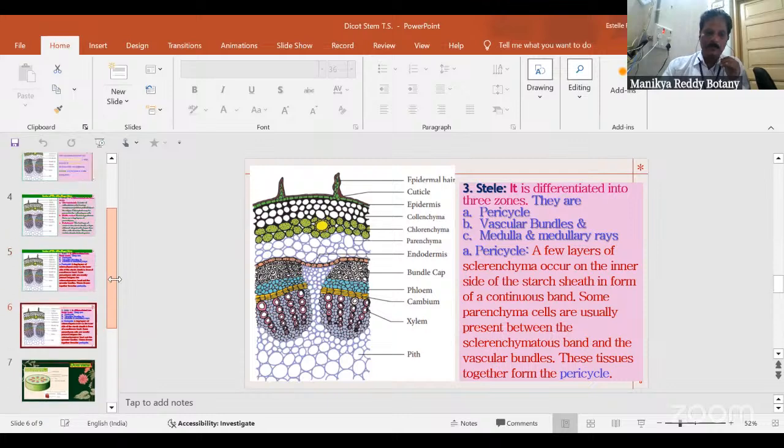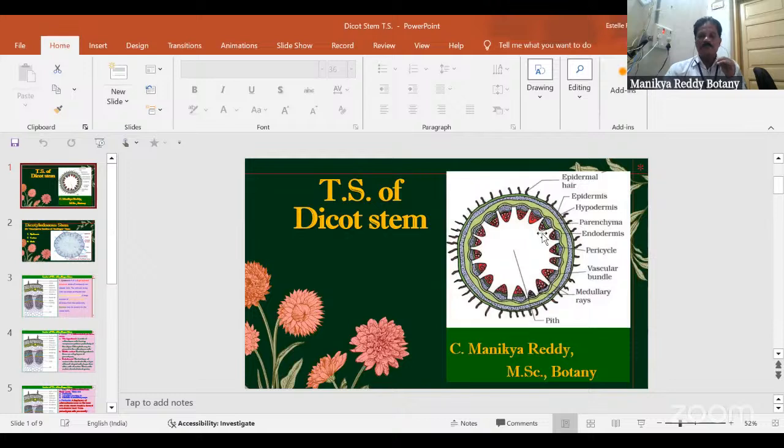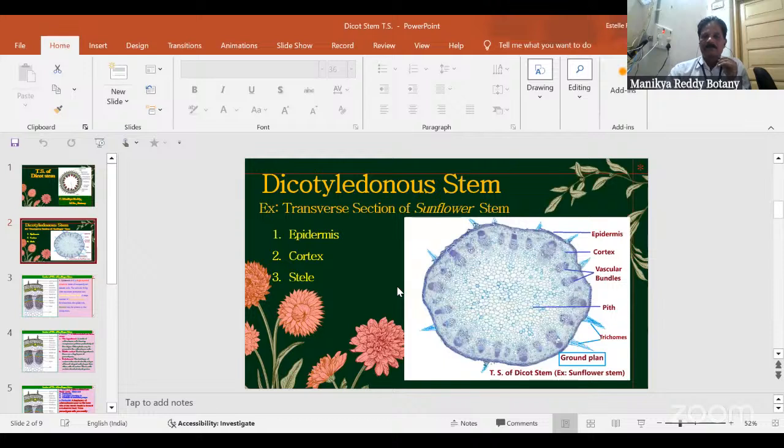Let me conclude. So dicot stem shows three parts: epidermis, cortex, stele. I'll repeat once again. The first part of dicot stem is epidermis. Second part is cortex. And the third, last part is stele.